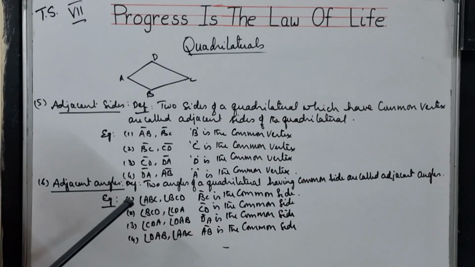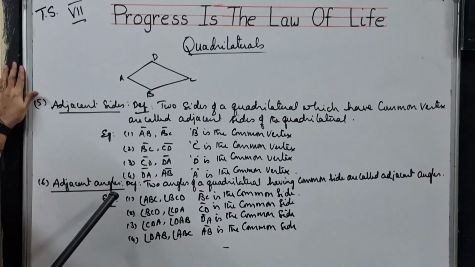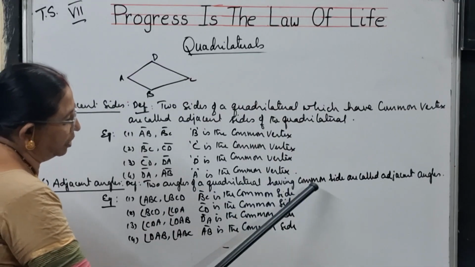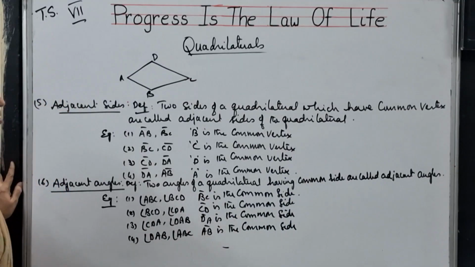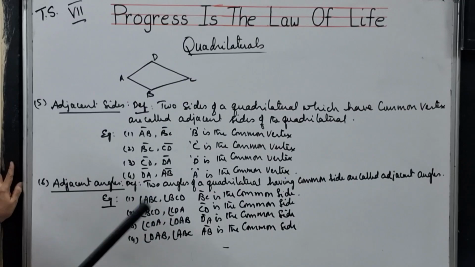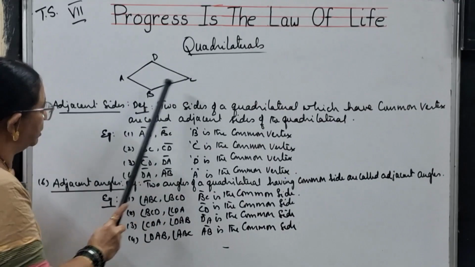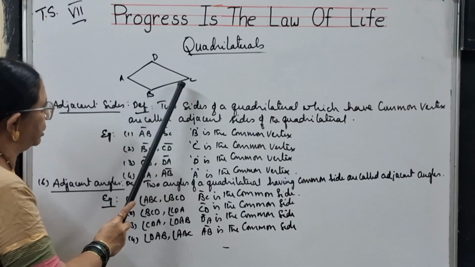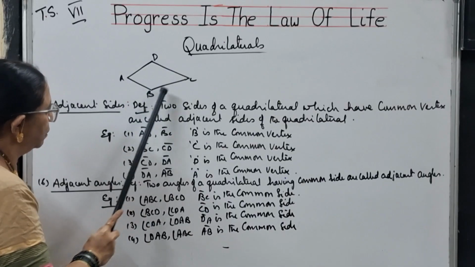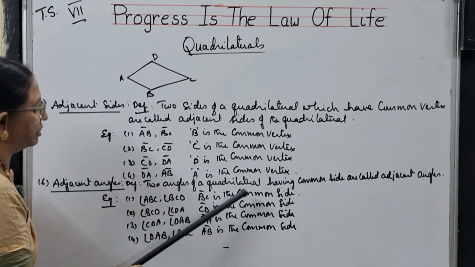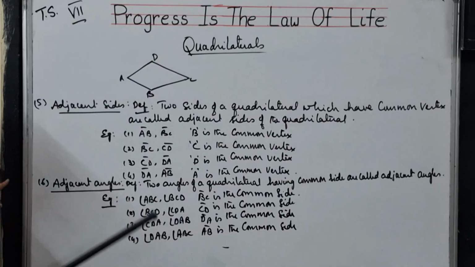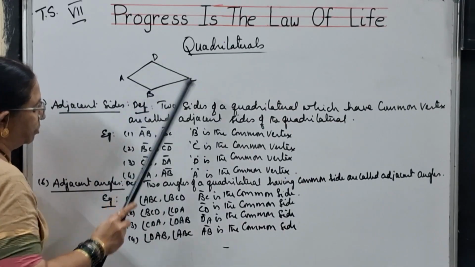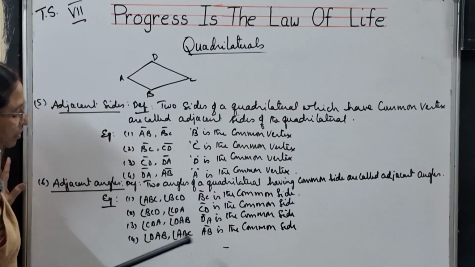Next, adjacent angles. What are adjacent angles? Definition is two angles of a quadrilateral having a common side. They are called adjacent angles. So first set is angle ABC and angle BCD. In this, see, BC is repeating two times, ABC, BCD. So BC is the common side. Next, angle BCD, angle CDA. Both of them are having CD as the common side.